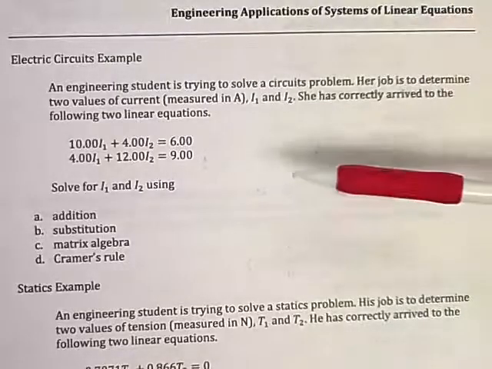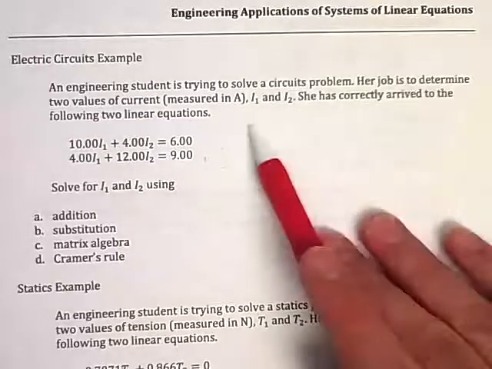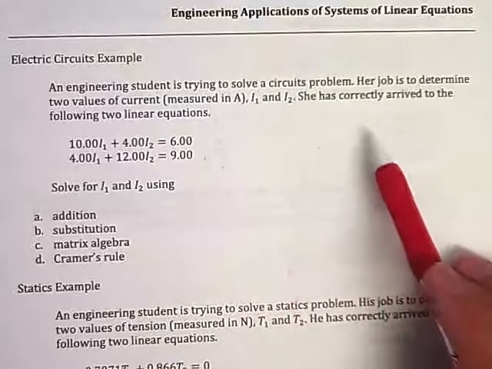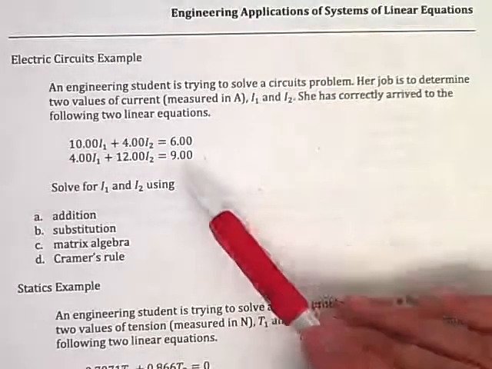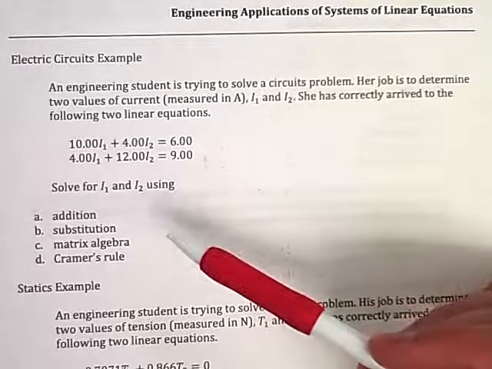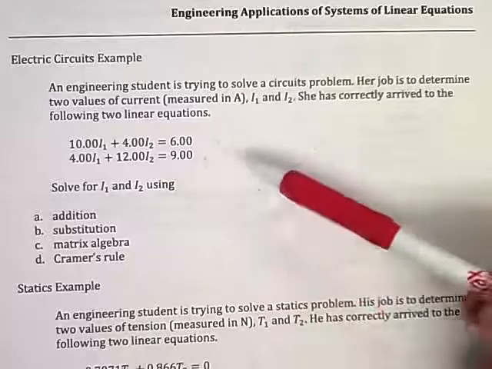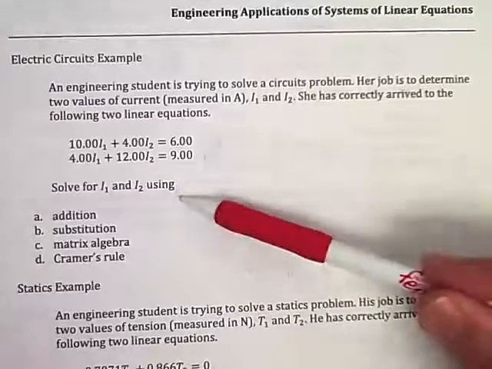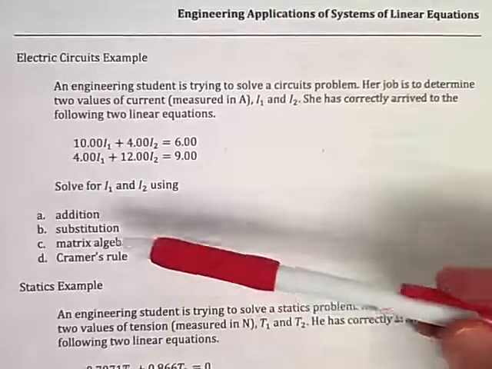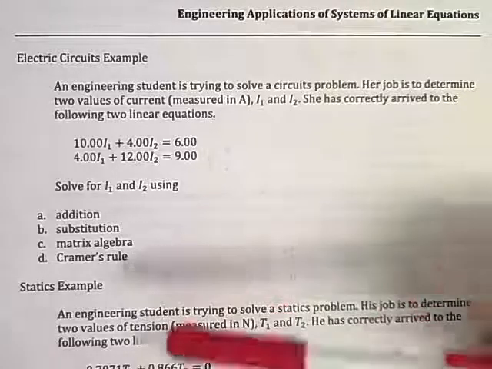Electrical circuits example: an engineering student is trying to solve a problem, and she's got to figure out the values for I1 and I2, which are values of current measured in amps. She's correctly arrived at the two linear equations below, probably by using Kirchhoff's current laws or voltage laws. And she needs to solve for I1 and I2, and they're asking us to do it in several different ways: through addition, substitution, matrix algebra, and Cramer's rule.